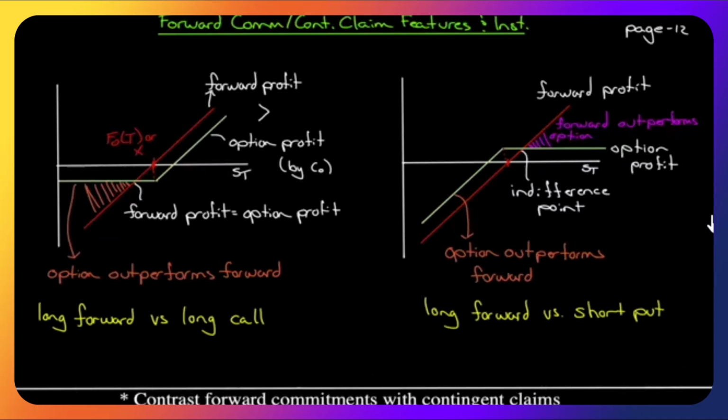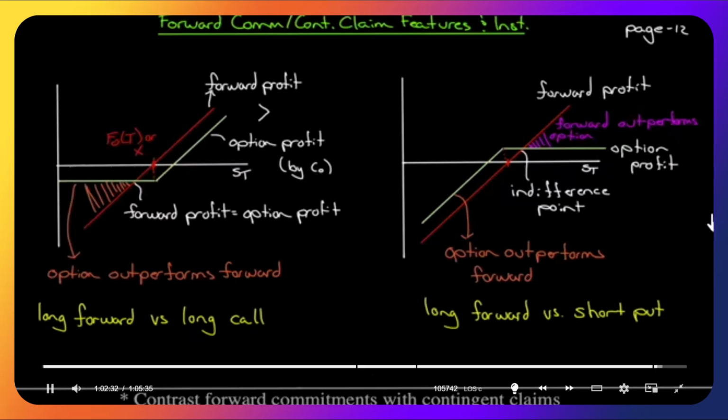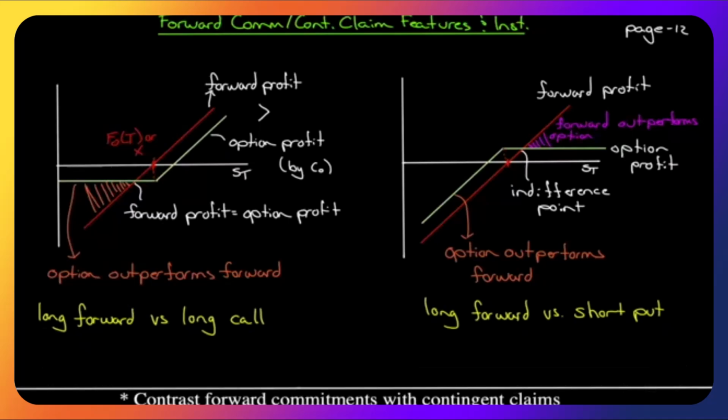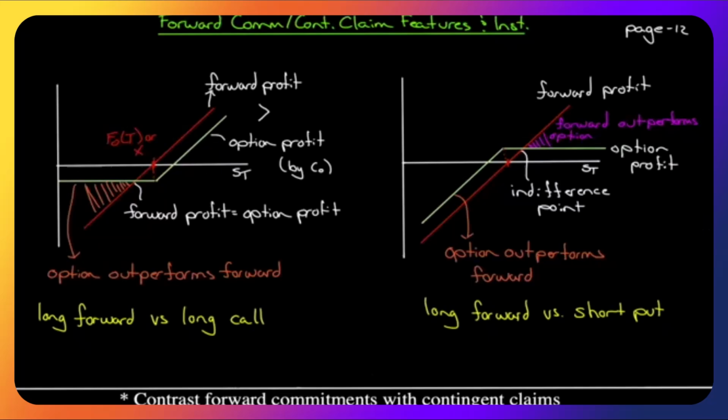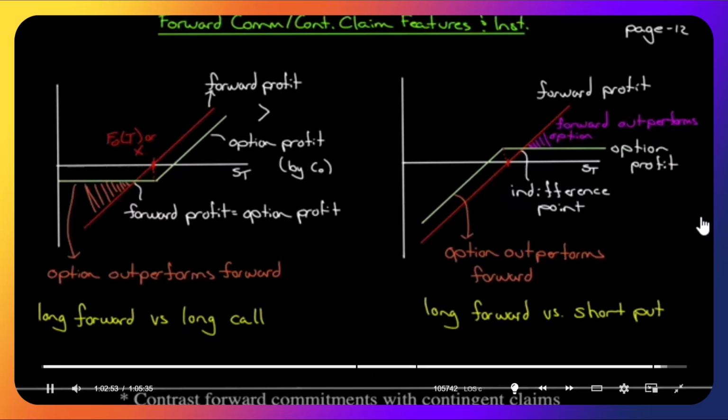Last learning objective here, contrast forward commitments with contingent claims. And we're really just contrasting the payoff versus profit profile. For a linear derivative, we saw earlier in the beginning part of the video that the payoff is the profit because it cost us nothing to enter. But for an option, the value of the option is not the same as the profit on the option because we had to pay to get in. So the payoff of an option is not the same as the profit. You would have to take the payoff of the option minus what it cost you to get the option, then you'll get your profit. So they have different profit profiles.